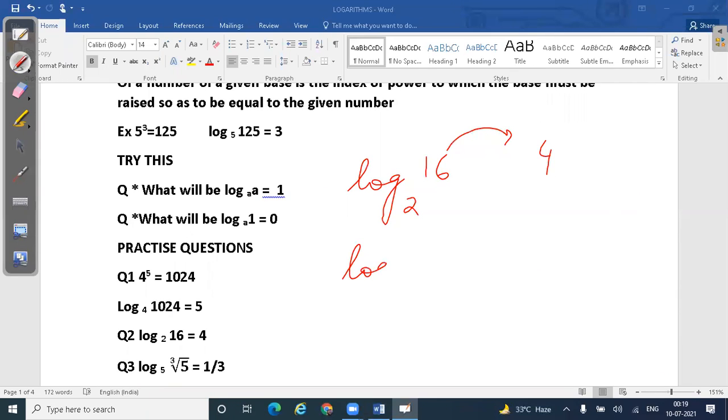What are the steps? Log of 16 to the base 2, so I get 4. Then another one, we'll pick it up one by one.